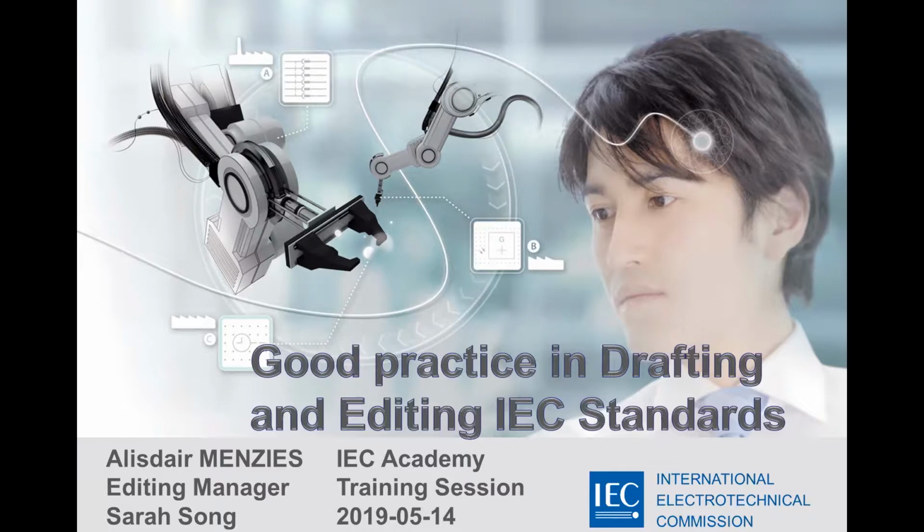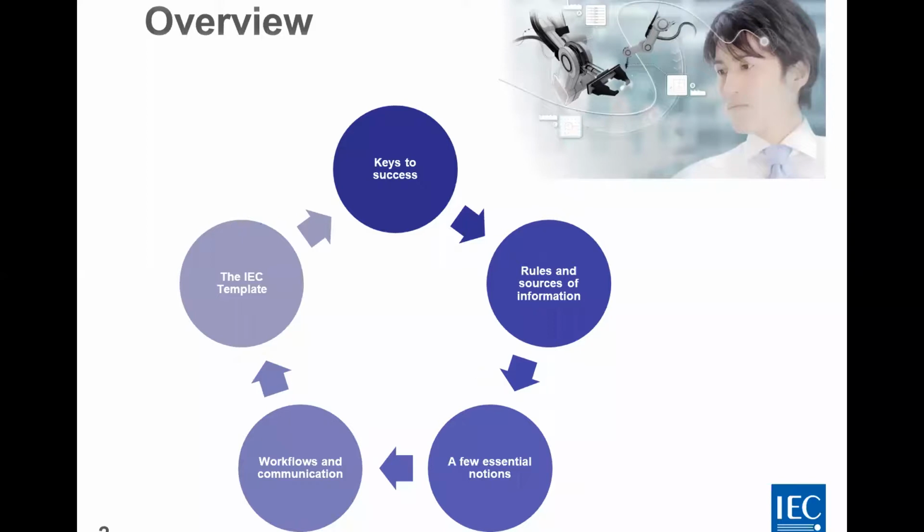So what are we going to have a look at today? Today we want to have a look at a few keys to success for the drafting of IEC publications. We want to have a look at some of the rules and sources of information, as well as a few essential notions linked to the drafting of standards. In addition to that, we will have a look at some of the workflows and communication which takes place between yourselves and the employees here at the IEC Central Office. And then we will reserve some time towards the end of the presentation for a brief presentation of the IEC template, as well as a demonstration, so that you can see how this works within your world. So let us get started.